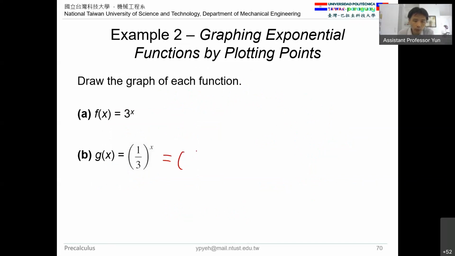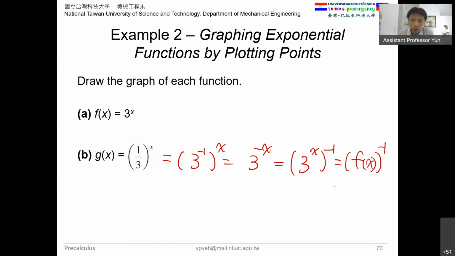That can also be presented as 1 divided by 3 to the power of x, which equals 3 to the power of minus x. You can also write that as 3 to the x, all to the minus 1. Since 3 to the x is the function f of x, it becomes f of x to the minus 1, which is 1 divided by f of x. So it is quite interesting that g of x is 1 divided by f of x.